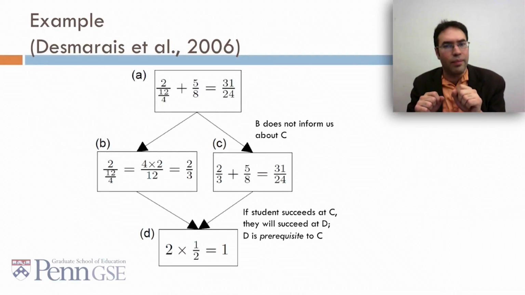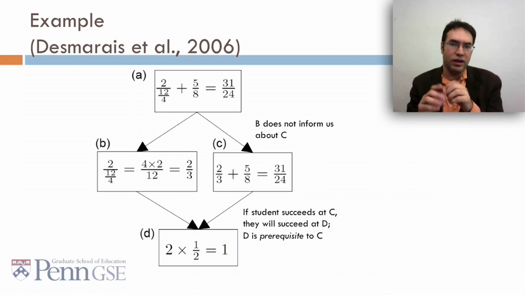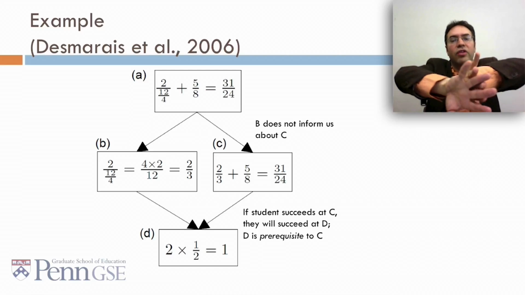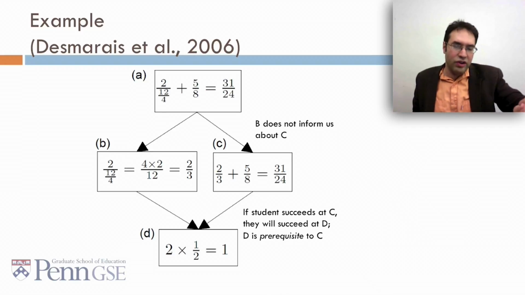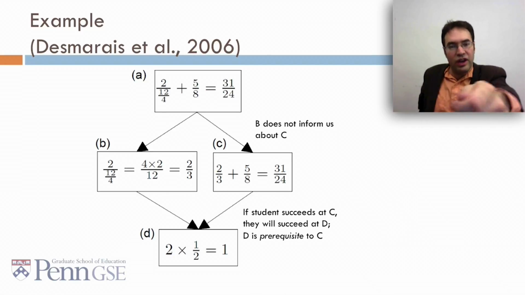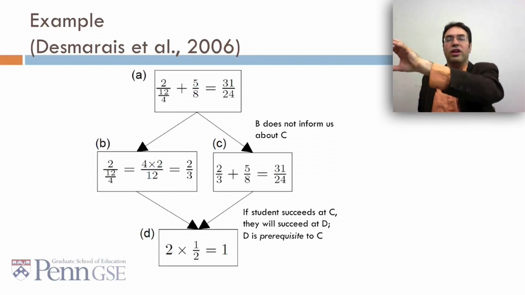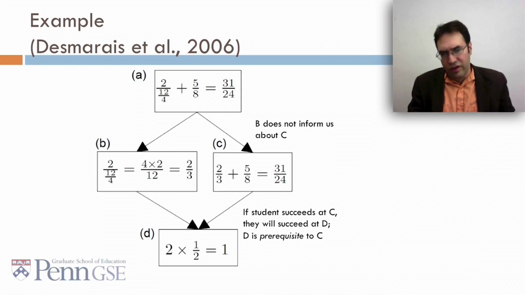Now let's look at an example, and this is drawn from Desmarais et al. You have four items, A, B, C, and D. First, let's look at B and C. There are no arrows between B and C, so B tells us nothing about C. They're totally unrelated. But C has an arrow to D. So if a student succeeds at C, they will succeed at D as well, which means that D is prerequisite to C. If knowing C means you get D, then it must be that you had to know D to get to C. Is that clear?